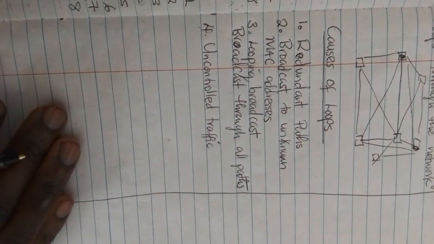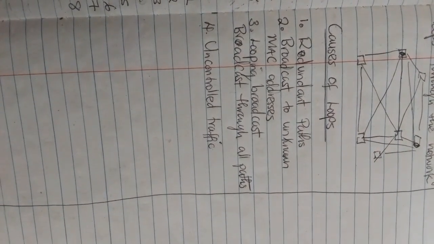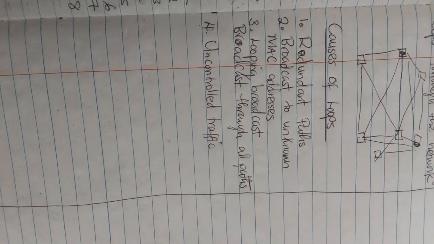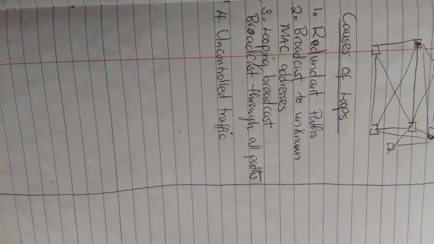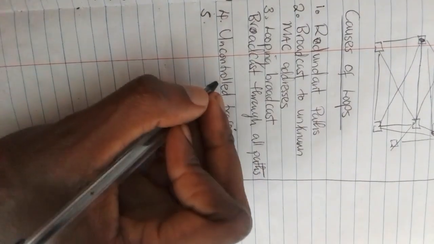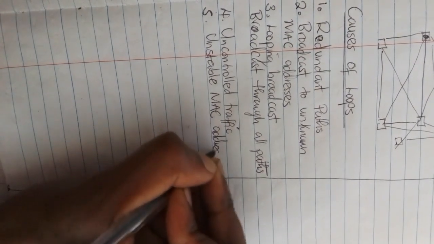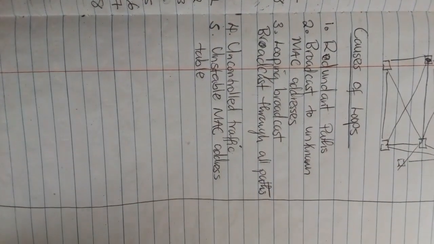The other one is uncontrolled traffic. How does uncontrolled traffic contribute? In uncontrolled traffic, where you have a lot of traffic on the network, you're most likely to have loops. This will degrade the performance of the network. Another reason is an unstable MAC address table.